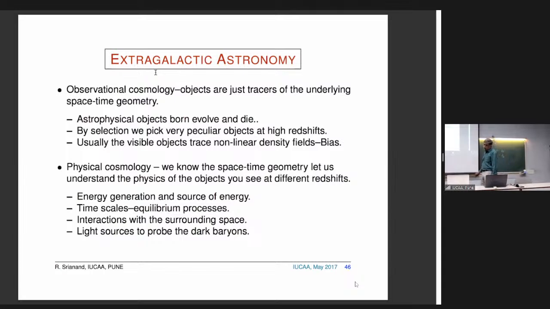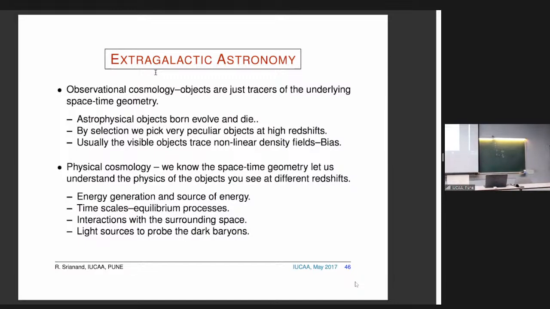What is extragalactic astronomy? Observationally, extragalactic astronomy means anything outside the Milky Way. Basically, this also goes by the name observational cosmology. In this case, we are interested in mapping the whole universe itself.